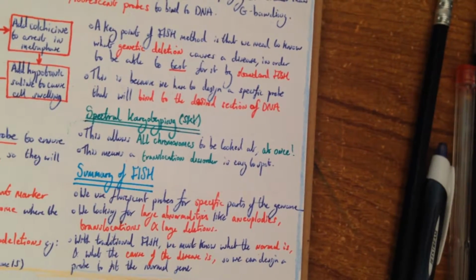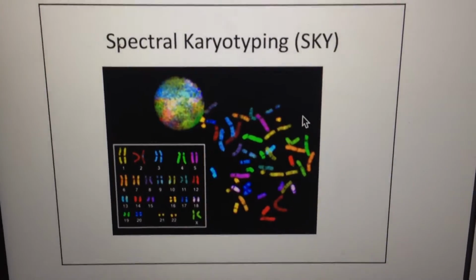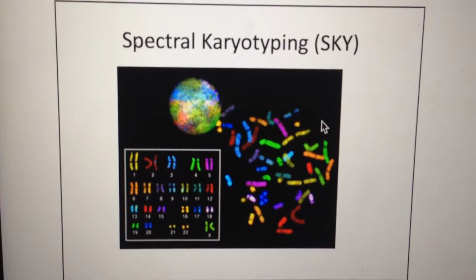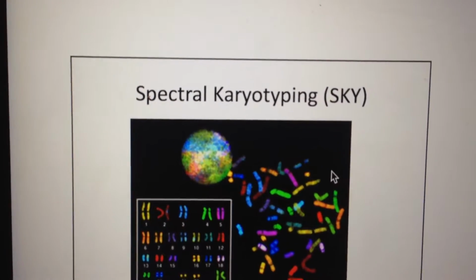Where is SKY on this? Let me see. So there's Kreidukrat, and here is spectral karyotyping, aka SKY. As we're saying, this allows all chromosomes to be looked at once, and it means that a translocation disorder can be easy to spot.